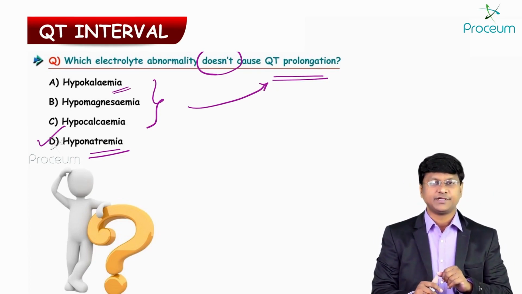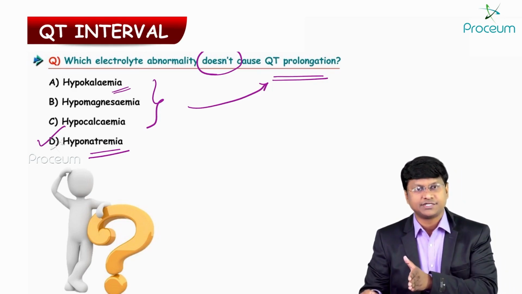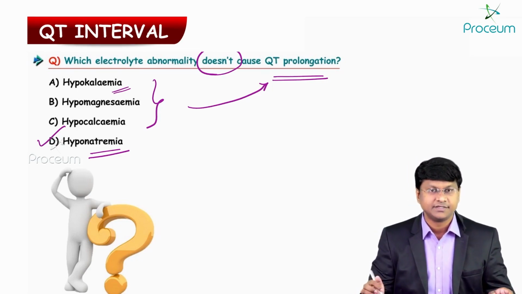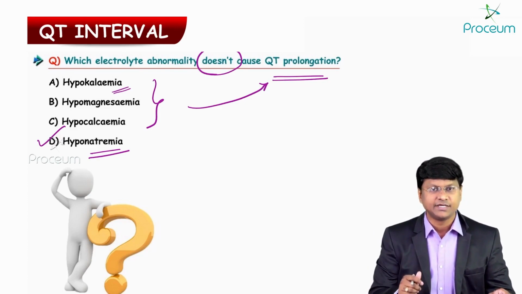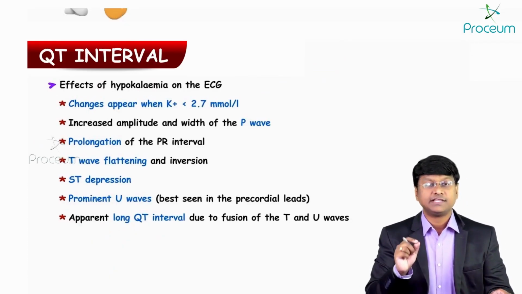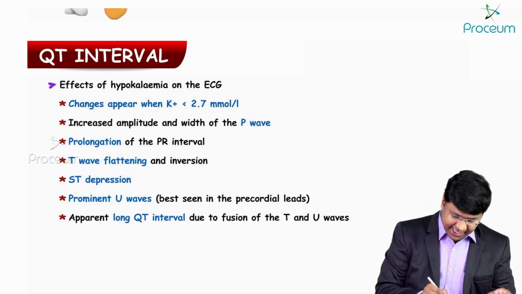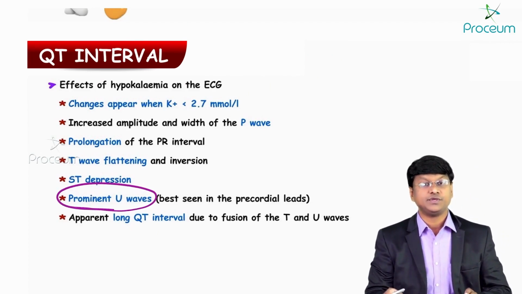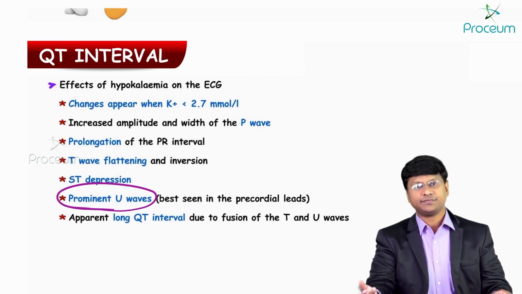First of all, you take hypokalemia. In hypokalemia, it is not only QT prolongation. There are many ECG changes in patients with hypokalemia. What are those ECG changes? They include the following. First and foremost, the very important change is the appearance of the U wave, and that U wave will be a prominent U wave.